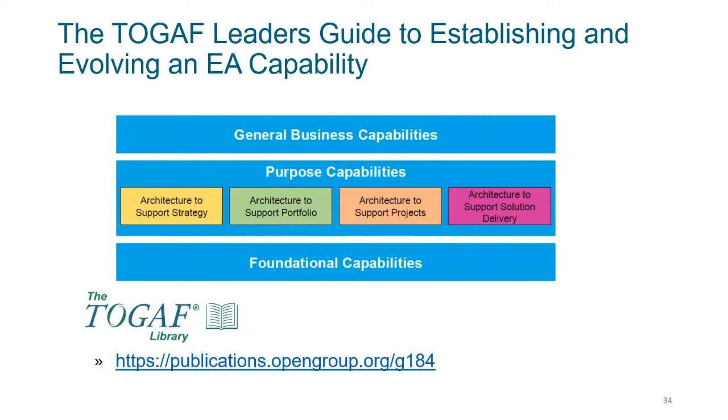There is another guide, a leader's guide to establish and improve your enterprise architecture capability. So basically, you have your generic or general business capabilities, but you still need some more specific architecture capabilities associated with supporting strategy, supporting portfolio, supporting projects, and eventually supporting solution delivery. If you take a look at these colored boxes, they are actually associated with the architecture development method, but of course, we don't have the time to go through all of the explanation for now. And you need to keep in mind your basic or foundational capabilities in support of that as well.